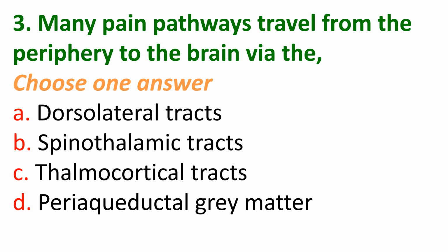So we know that these pain pathways have to go from the periphery to the spinal cord and up to the brain. And many pain pathways travel from the periphery to the brain, as we've said, via the spinal cord, but via which tracks or which sort of matter are they travelling? From the spinal cord, the level at the spinal cord from where the nerve roots enter, how does that information get from that level of the spinal cord up to the brain?